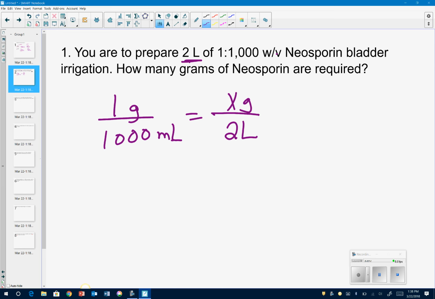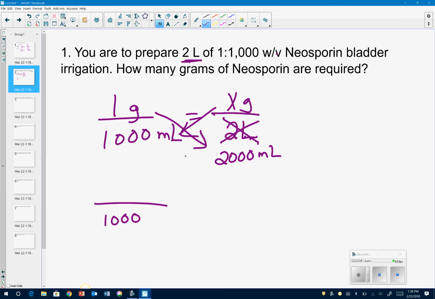If we check our units, they're the same on top but different on the bottom. So it's easier to change the 2 liters to milliliters. Because you're going from liters to milliliters, you multiply the number by 1,000. So 2 times 1,000 would be 2,000 milliliters. Then you cross multiply. Whatever you multiply the X by always goes on the bottom, which would be 1,000. 1 times 2,000 would be 2,000, goes on top. Again, you can mark out your zeros because you have 3 on top and 3 on the bottom. 2 divided by 1 would be 2, so the answer will be 2 grams.